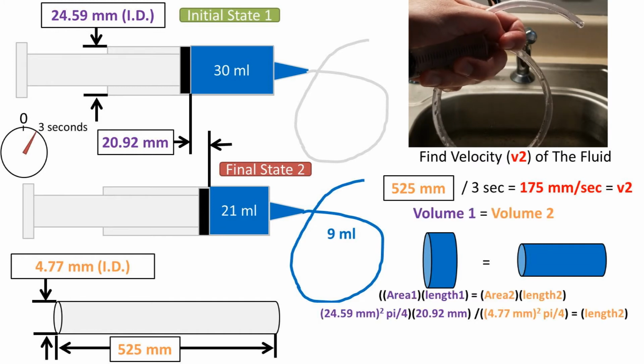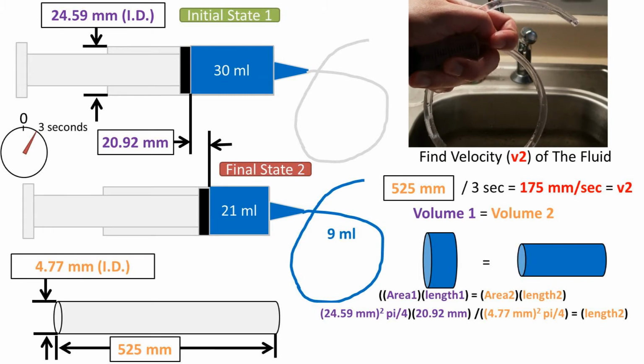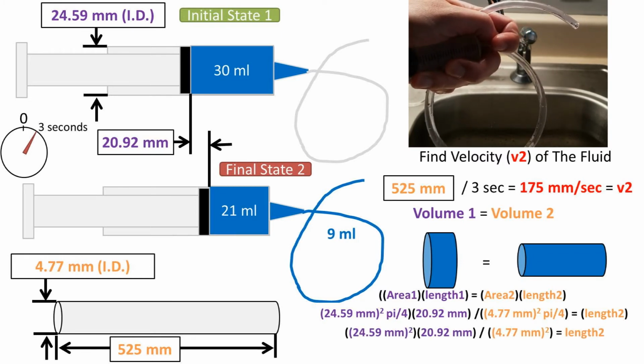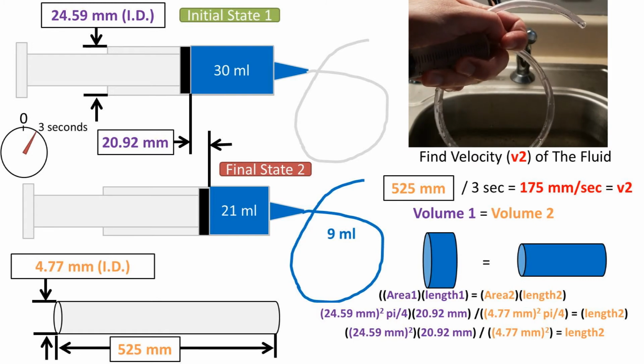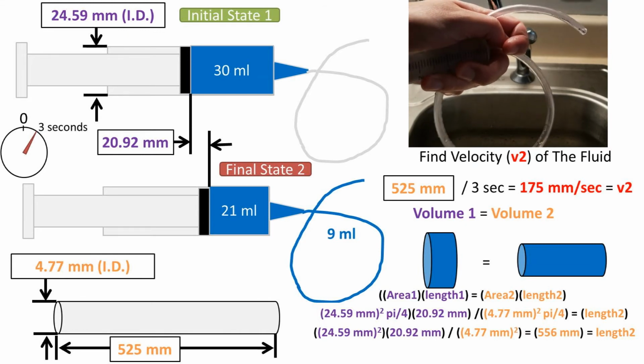per second. Or let's say we only have the length of the compression of the syringe and the internal diameter of the syringe and the internal diameter of the hose. Because in theory, volume 1 should equal volume 2, we can set the volume equations equal to one another and solve for length 2. We can cancel out the pi divided by 4 because it is on each side of the equation. The formula now is the internal diameter of the syringe squared times the length of the displacement of the syringe divided by the internal diameter of the hose squared. Plugging in our numbers, we get 556 millimeters for the length of the hose.